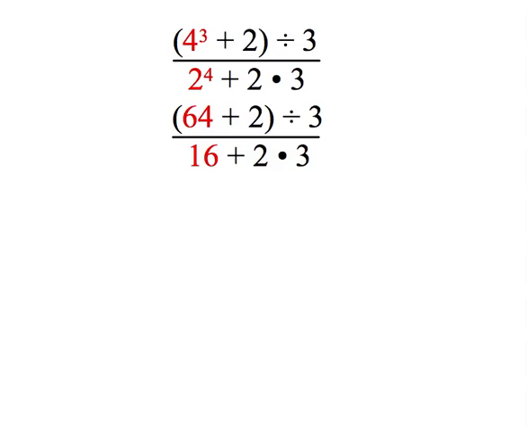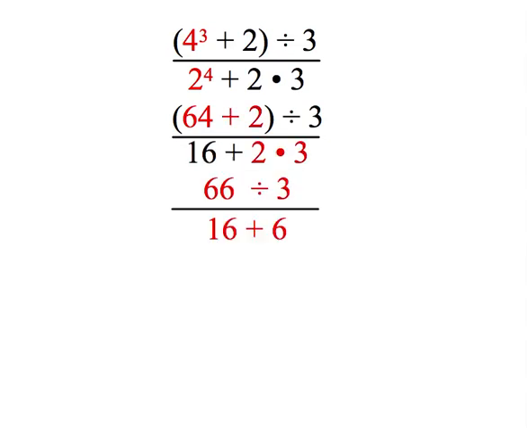And now in the numerator, we have to simplify the group, and of course 64 plus 2 is 66. Meanwhile, in the denominator, we did the multiplication before the addition and got 6. Finally, we have one operation left in each. In the numerator, it's 66 divided by 3 is 22. And in the denominator, it's 16 plus 6, also 22. And now we do our final thing. 22 divided by itself is 1. And we fully simplified this expression.